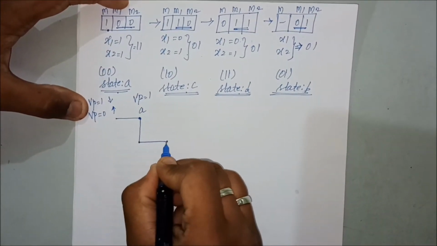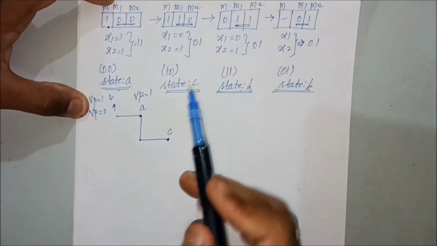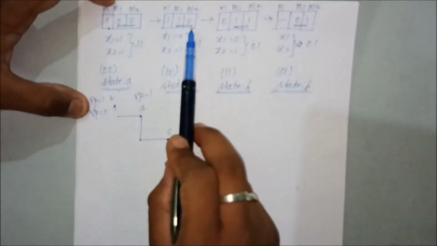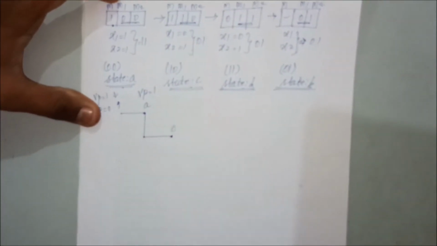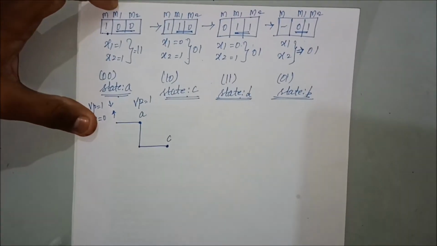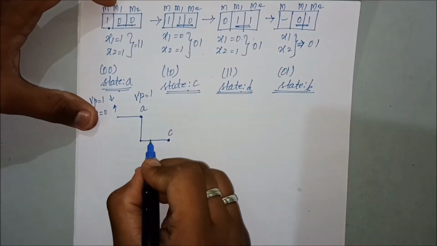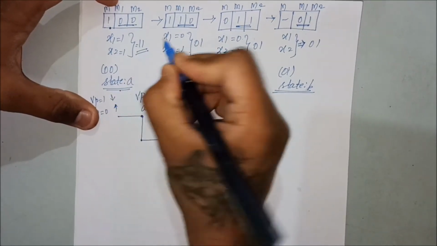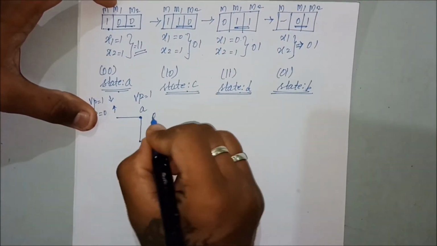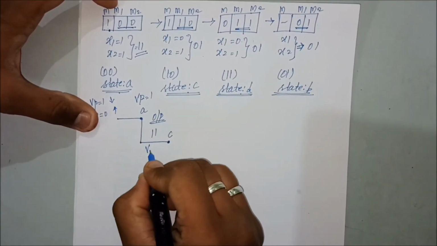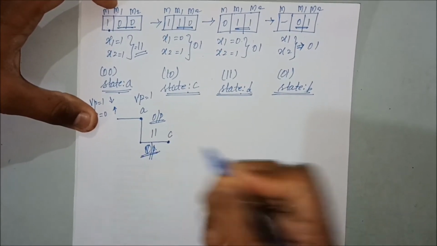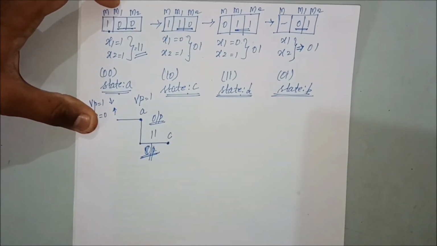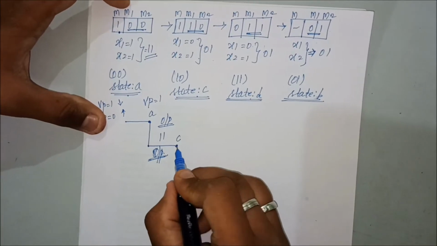Here the Vp value is 1, so down step. So this goes to the C state. Why? Because the state value is 1 0 over here. And what output should come here? The output value is 1 1. So this is the output bit. The output bit is 1 1, and now we are at C.